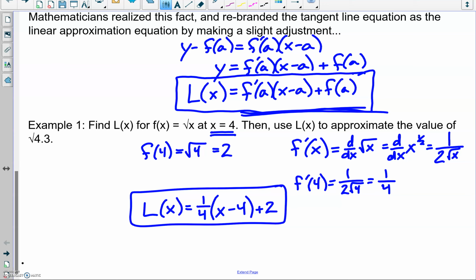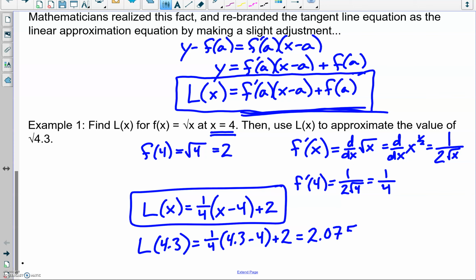And then I'm going to go ahead and figure out the approximate value of the square root of 4.3 by simply plugging in 4.3 into that linear approximation function that we created. So we get 1/4 times the quantity 4.3 minus 4, and then plus 2. And when you work that out, you get 2.075, which if you were to put in your calculator square root of 4.3, you would see 2.075 is not a terrible approximation.